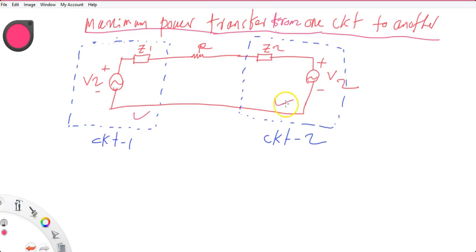Next case of maximum power transfer is the transfer of maximum power from circuit 1 to circuit 2. Let the power be delivered from circuit 1 to circuit 2. We need the optimum value of R so that maximum power is transferred from circuit 1 to circuit 2. The procedure is straightforward. First of all, find the current, then find the power, because we need to find the optimum value of R. So dP upon dR equal to 0.